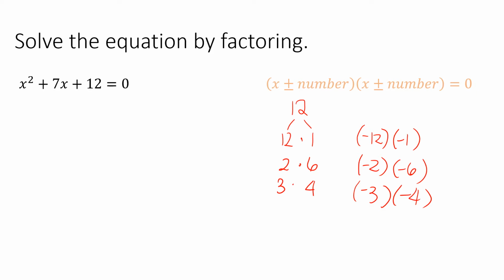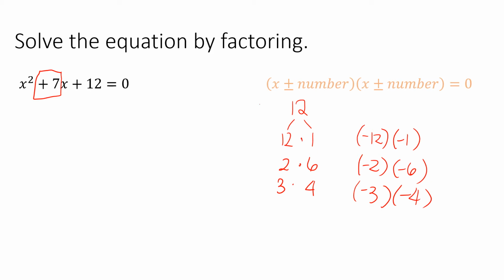All these possibilities will multiply to 12, but only one will sum up to 7. 7 is the coefficient of x. So we are looking for two numbers that will multiply to 12 and sum up to 7.